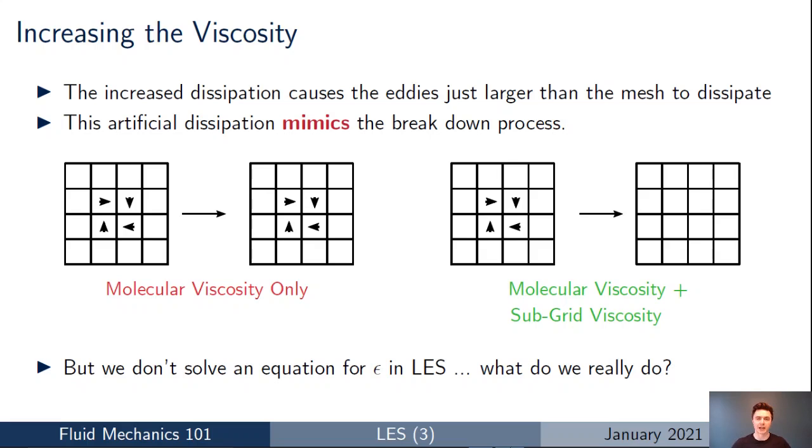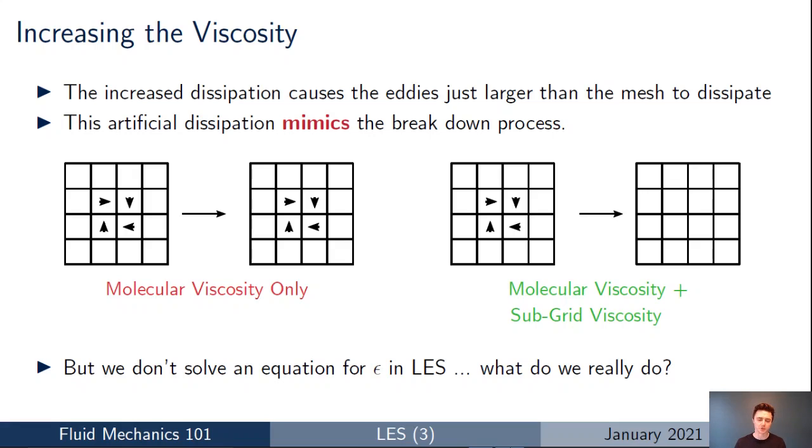If we look at the situation on the left, this is where we don't have a subgrid scale model. For example, if we just ran the calculation without any LES modeling, those smallest eddies would just perpetuate on the grid, and they would break down eventually, but it would be far too slow, and that would mean that the kinetic energy is too high. But if we take the scenario on the right, we artificially increase that viscosity through the subgrid viscosity, and what that means is we can dissipate those smallest eddies to mimic the breakdown process.